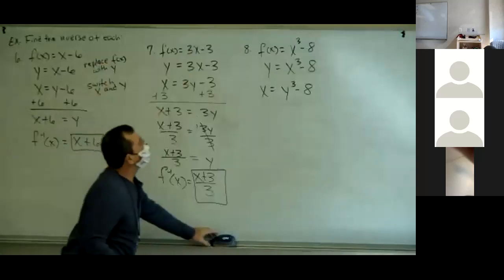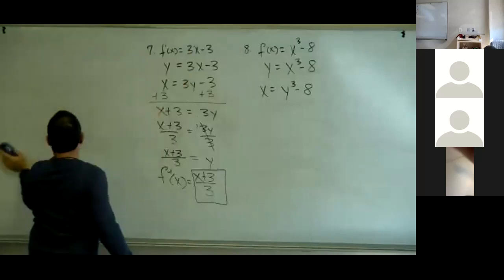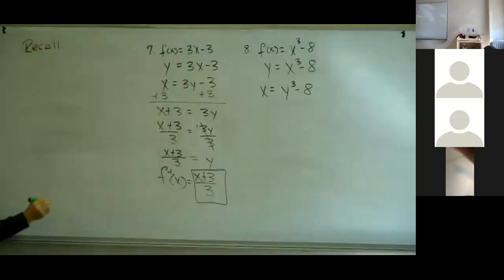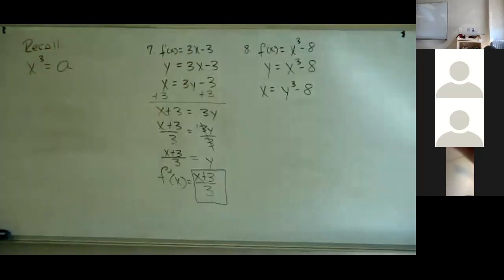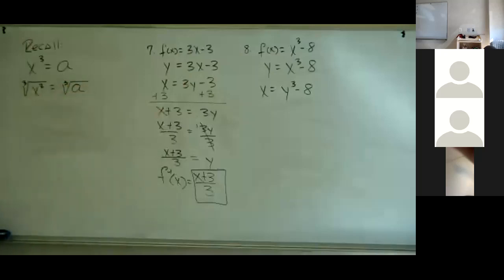Okay, so let me show y'all. I'm going to recall y'all on radicals real quick. So if I had something like x to the cube equals some number, to undo exponents, I use radicals. Okay, so radicals will undo exponents. But if I do the radical to this side, then I have to do it to the other side, so that this radical cancels that exponent 3, and I get x equals the cube root of a, okay?